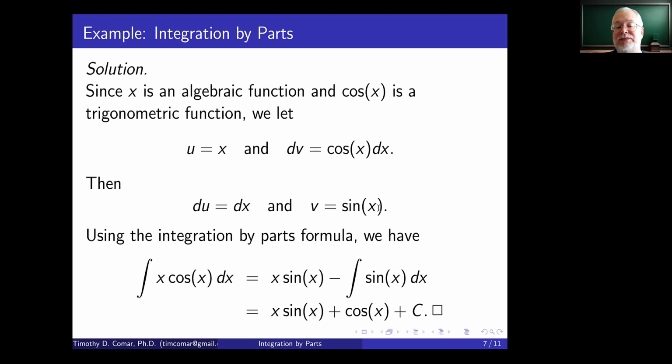Then we're going to use the integration by parts formula, where we have u times v, x times sine x, and then minus the integral of v du. Remember that du is just 1 times dx, so that's why we just see the sine showing up in the integral. The antiderivative of minus sine is just cosine. And here we go, the constant of integration. That's it. It's not that bad.